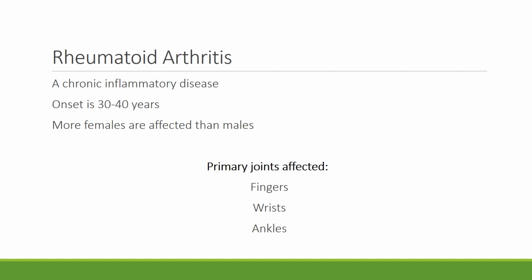Rheumatoid arthritis, or RA, is a chronic disease and it is inflammatory in nature. The onset occurs between 30 and 40 years of age, and females are more affected than males. The primary joints affected by rheumatoid arthritis are the fingers, wrists, and ankles.